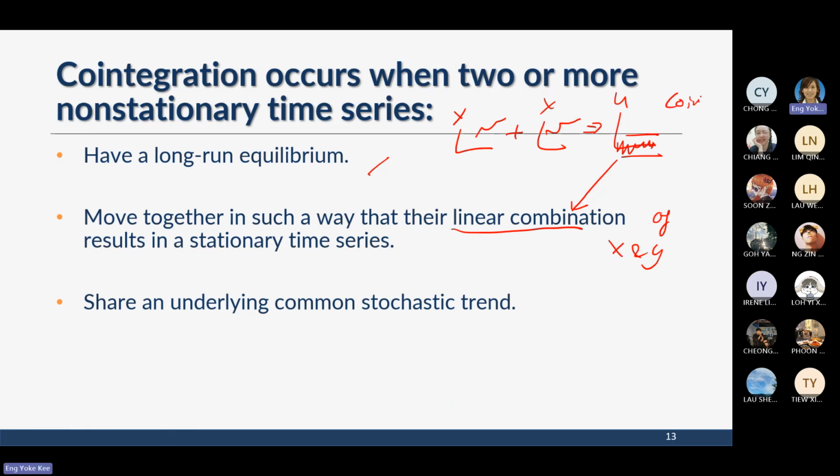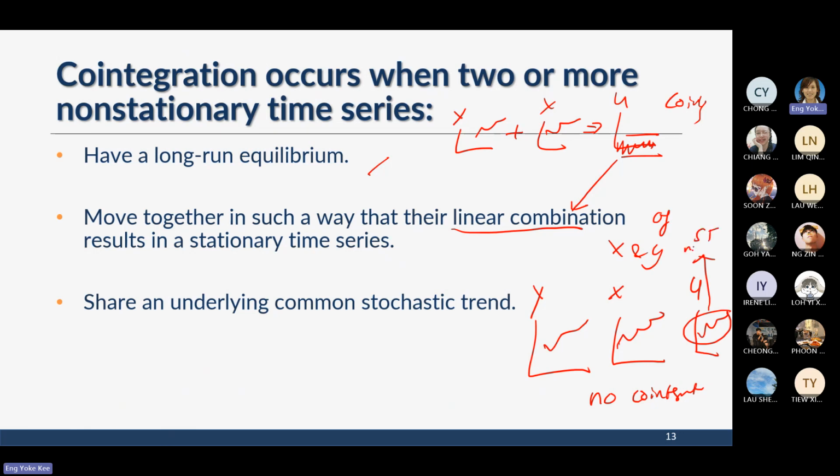This is implied co-integration. If X is like this, Y is like this, X is like this, and the linear combination is like this, then this is no co-integration. That is the concept. So this basically implies that the stochastic trend is not common. The other case implies that the stochastic trend between X and Y is common. They are sharing a common stochastic trend. That is the rough concept underlying co-integration.